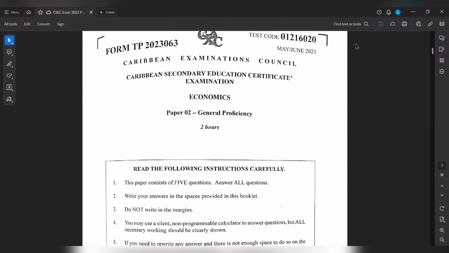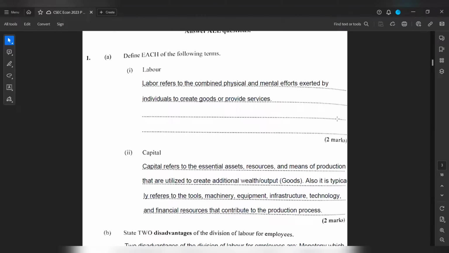Let's get into it. 1A, you have to define each of the following terms. Part 1 wants us to define labor. Labor refers to the combined physical and mental efforts exerted by individuals to create goods or provide services.